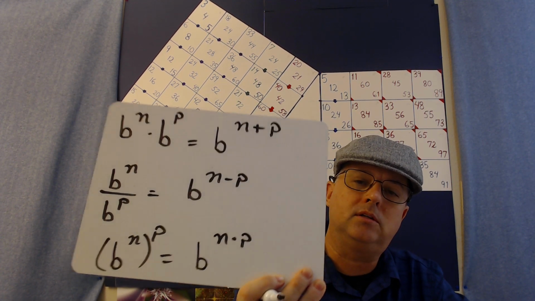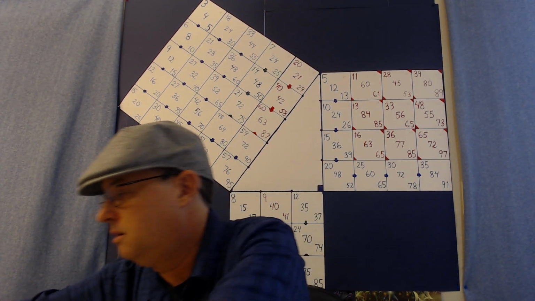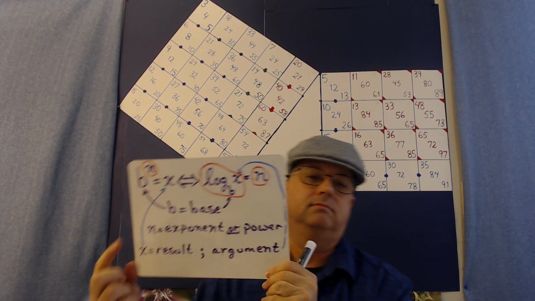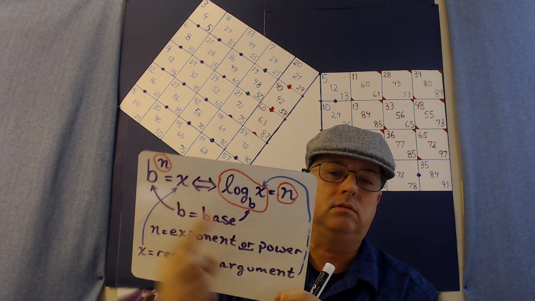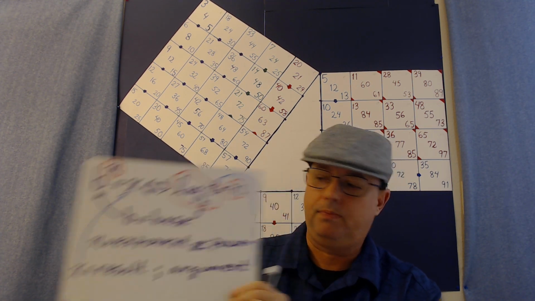Now these are properties of exponents. And oh, wait a second, we have a new word for exponents. It's a logarithm. New word for exponents. It's called a logarithm. A logarithm is an exponent. And so if these are properties of exponents, well, you must have properties of logarithms, don't you think?